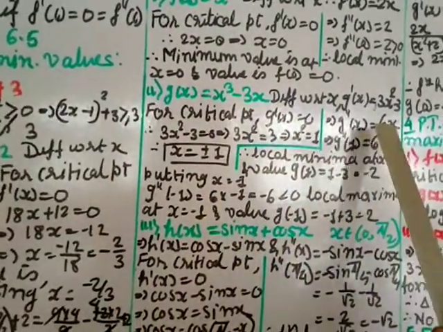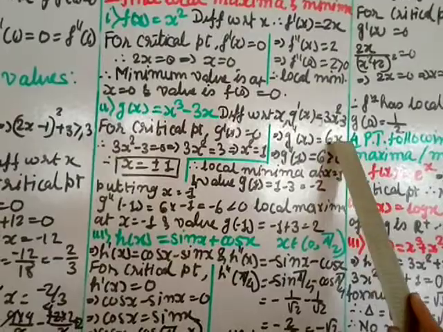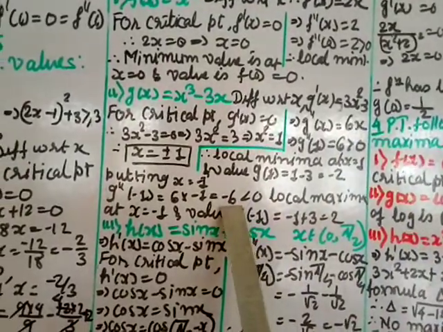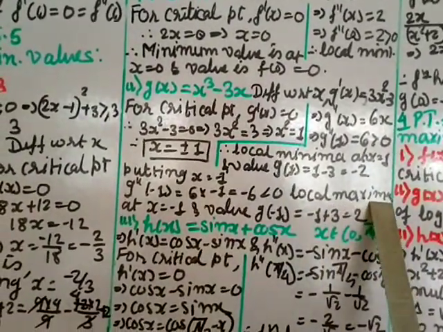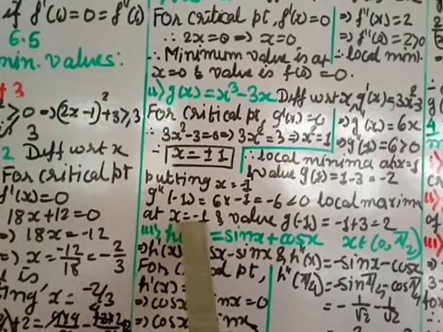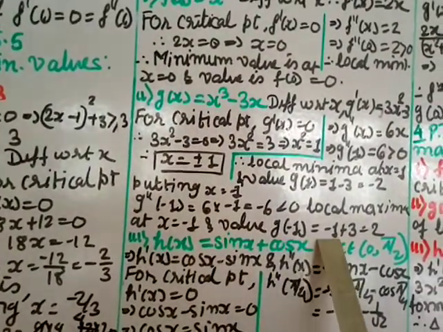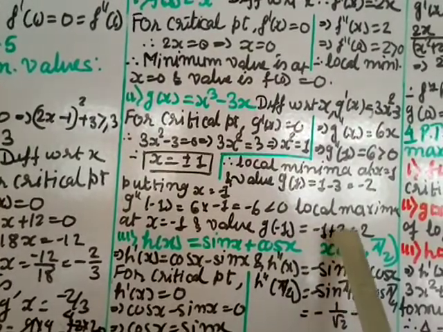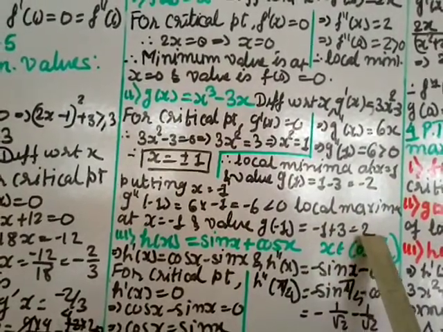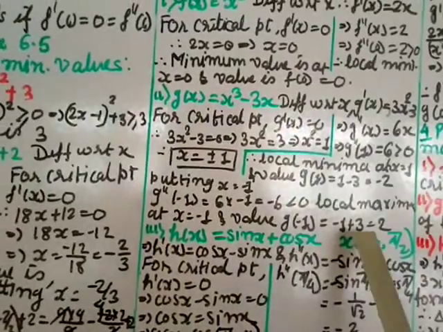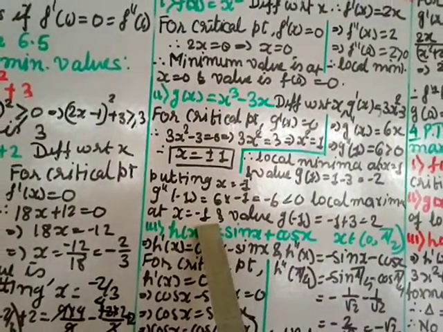Now put minus 1 in the double derivative. So 6 into minus 1 is minus 6, which is less than 0. So it has a local maximum value, and what is the value? Put this value in your given function g x. So minus 1 cube is minus 1, minus 3 into minus 1 is plus 3, so plus 2 is the answer. So this is the maximum value at minus 1.